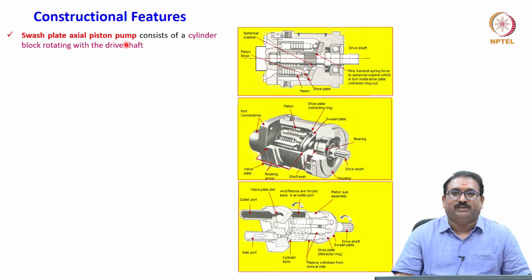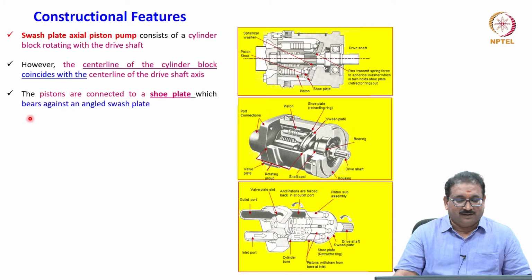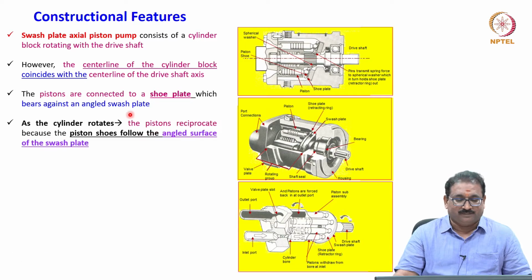Swash plate axial piston pump consists of a cylinder block rotating with the drive shaft, similar to the previous one. However, the center line of the cylinder block coincides with the center line of the drive shaft axis. The pistons are connected to a shoe plate which bears against the angled swash plate. As the cylinder block rotates, the pistons reciprocate because the piston shoe follows the angled surface of the swash plate.